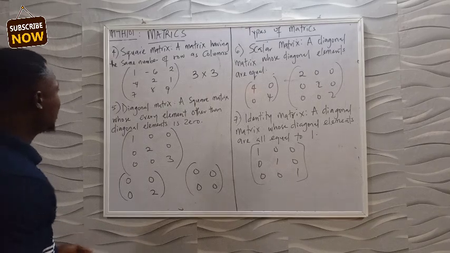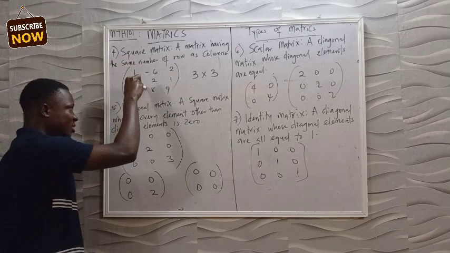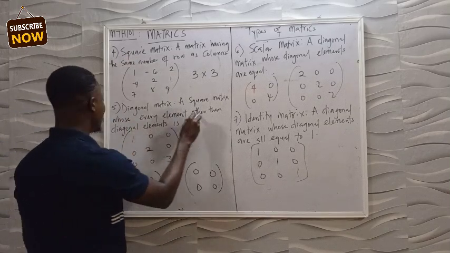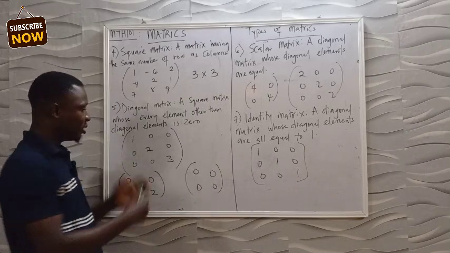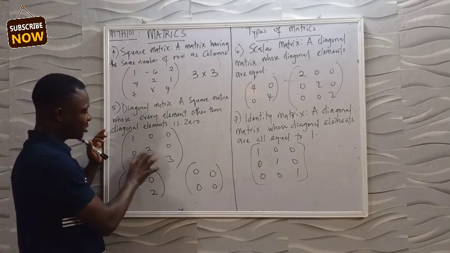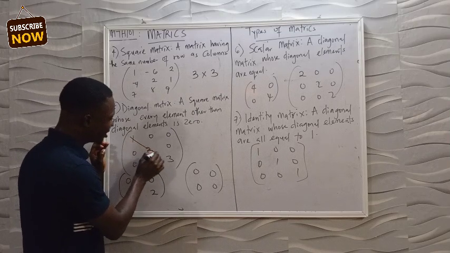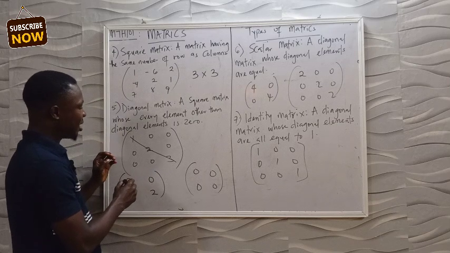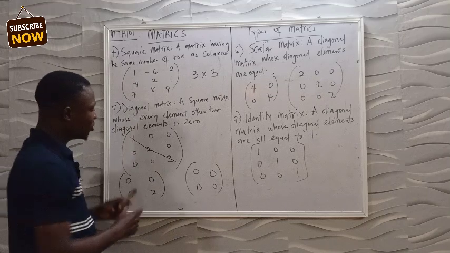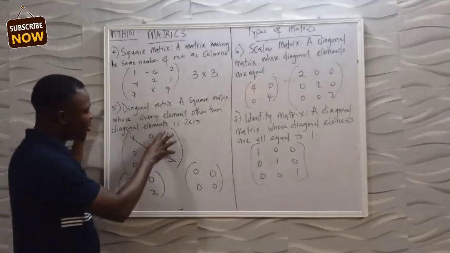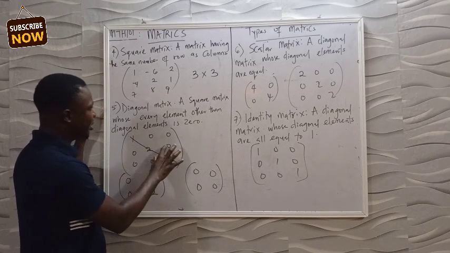We also have the diagonal matrix. A diagonal matrix is a square matrix whose every element other than the diagonal element is 0. So we have several cases of diagonal matrix. For this, every other element aside the diagonal is 0. When we say diagonal, the diagonal is all the numbers along this side, right? All the numbers along this side is called the diagonal in a matrix. So when all other numbers aside the diagonal are equal to 0, we call this a diagonal matrix.